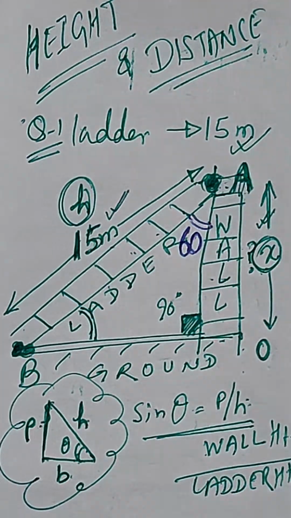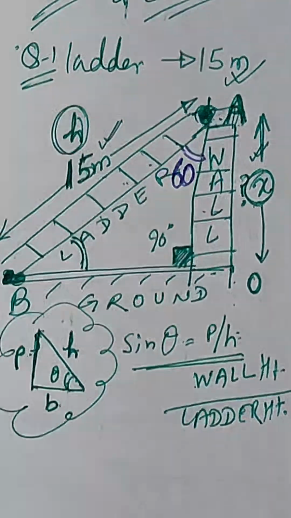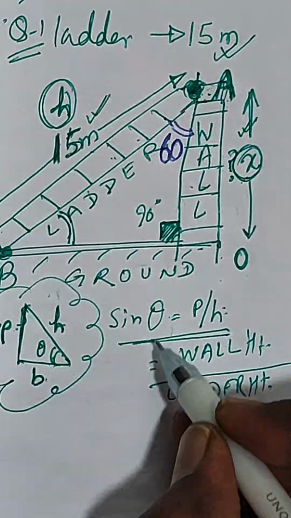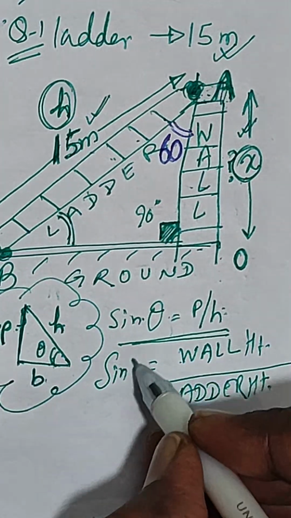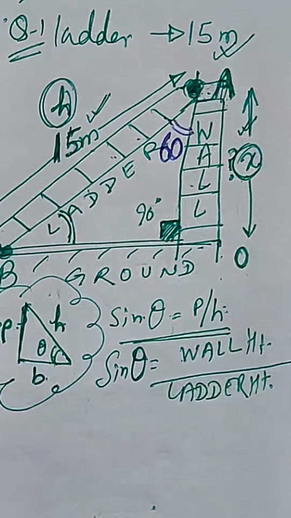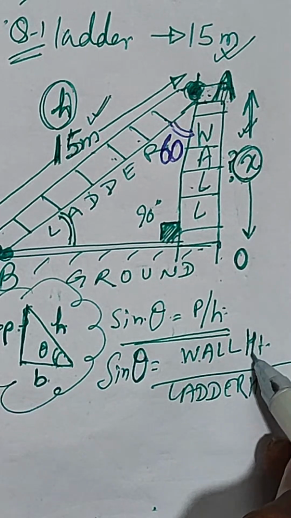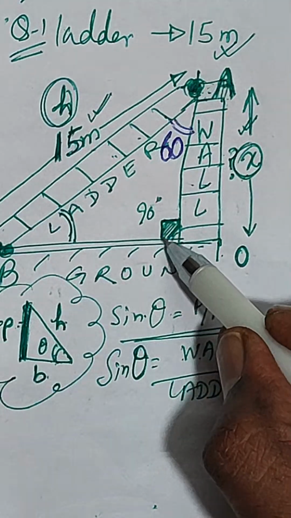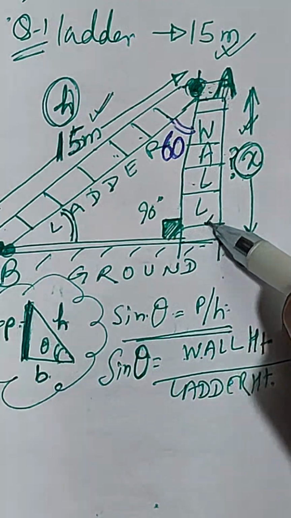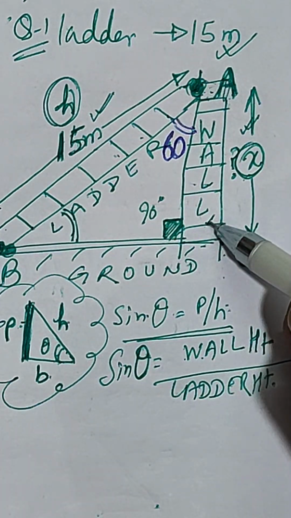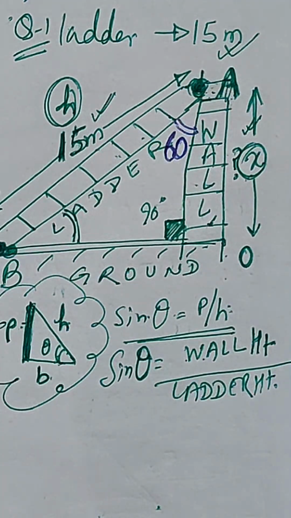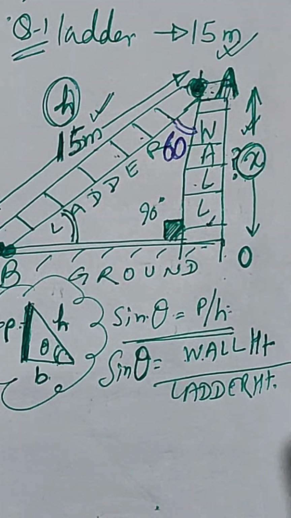Wall height divided by ladder height will be how much? This will be sine theta, isn't it? Because you can see the wall height is perpendicular, that is, erect on the ground, making an angle of 90 degrees. So here this is the wall, right? So hypotenuse squared equals perpendicular squared plus base squared, definitely this is Pythagoras, perfectly right.